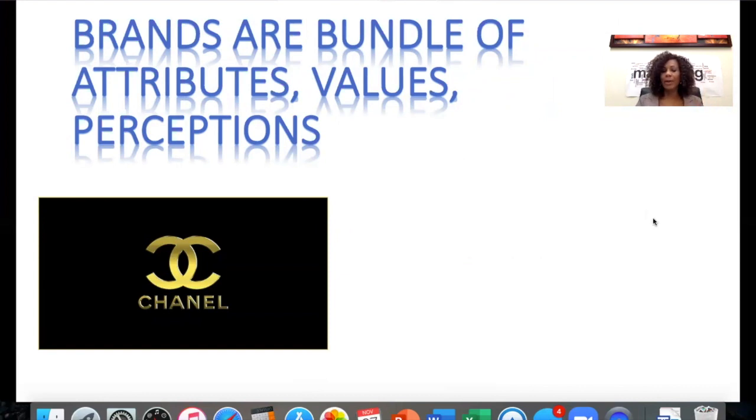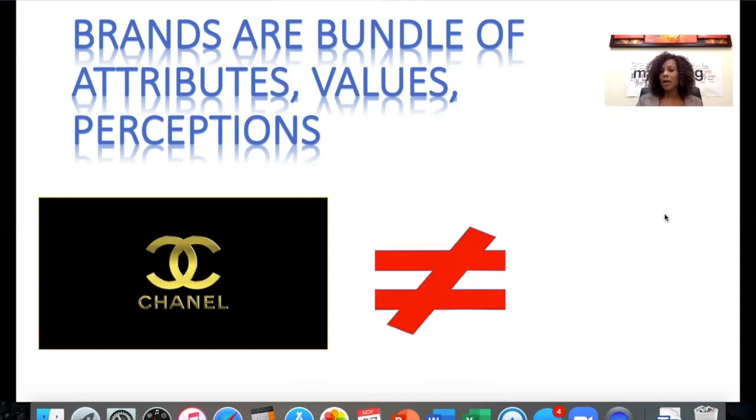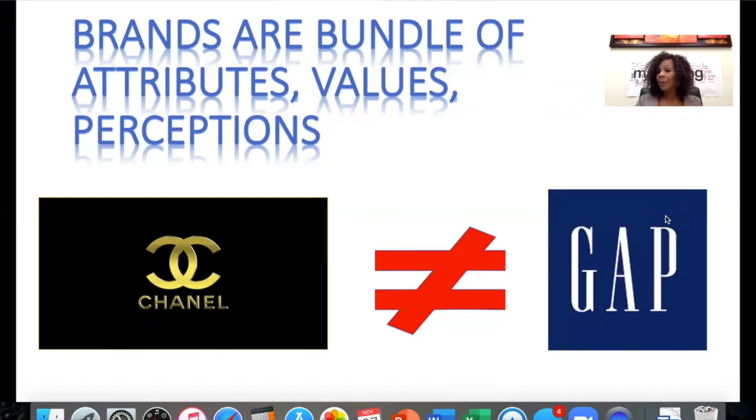So I've put up here the brand Chanel, which I think a lot of you know stands for luxury and I think different accessories and clothing. And that certainly does not equal Gap. Now, it doesn't mean that one brand is better or worse than another. They just stand for different things. And you have to be very careful as a marketer when you're trying to reach out to your potential consumers and discuss your brand that they'll believe you.